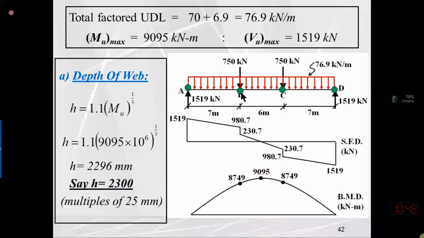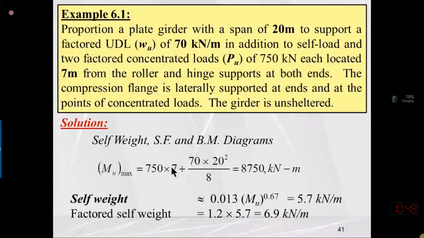Or what you can do, you can determine the maximum bending moment in the center by plotting the shear force and bending moment diagram. So if your concepts are strong, then you can also determine it by a simple method. So this is the maximum bending moment, which is 8750 without self weight. So we shall use this value in this equation in kilonewton and meter. And when we determine, the answer will be 5.7 kilonewton per meter.